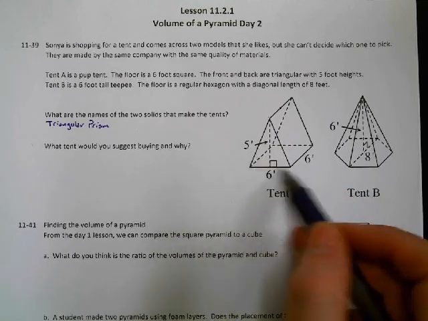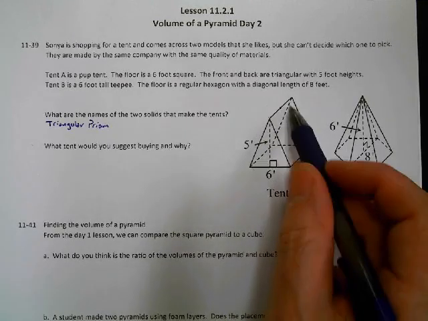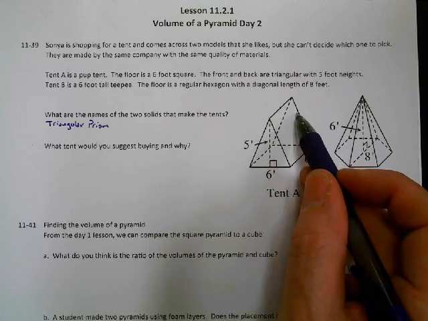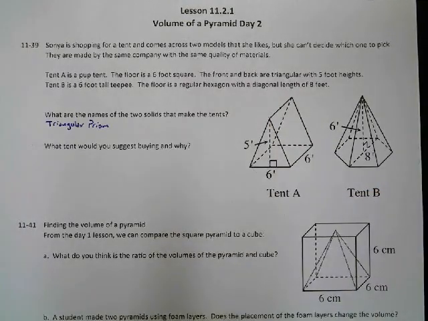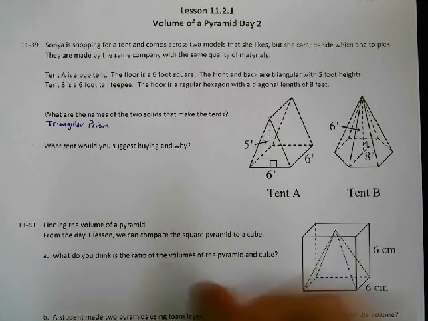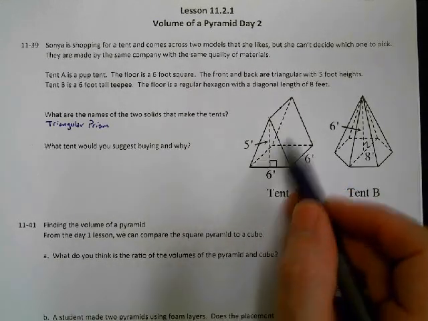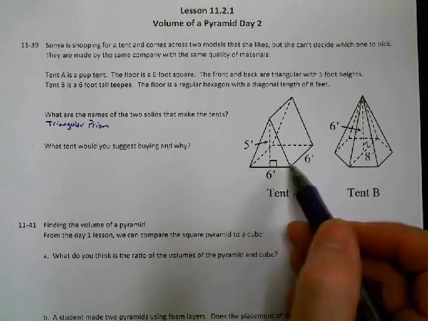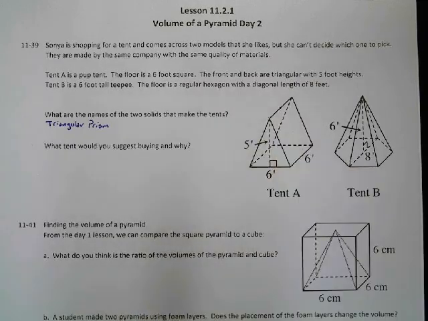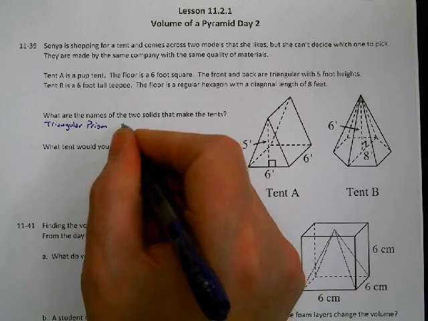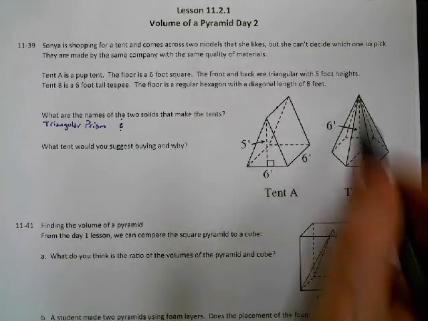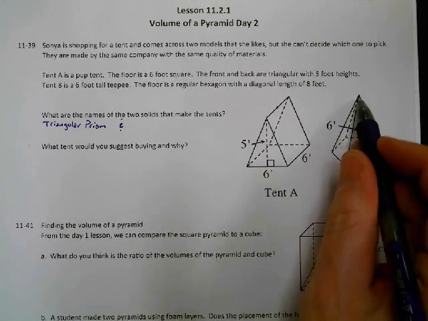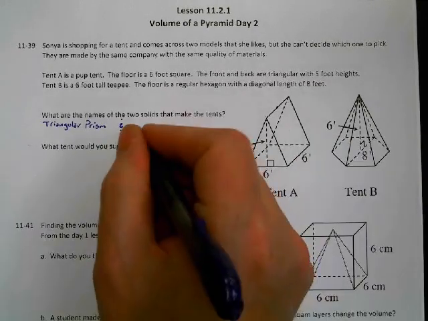We can tell that this is a triangular prism because I've got a triangle here and another triangle in the back, and then parallel lines connecting those two triangles. That makes it a prism. Whenever you have two bases that are exactly the same connected by parallel lines, that makes it a prism. The other one is a hexagonal pyramid. The base is a hexagon, and then everything is meeting at one point.